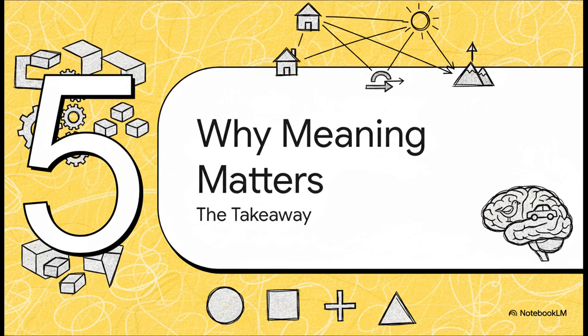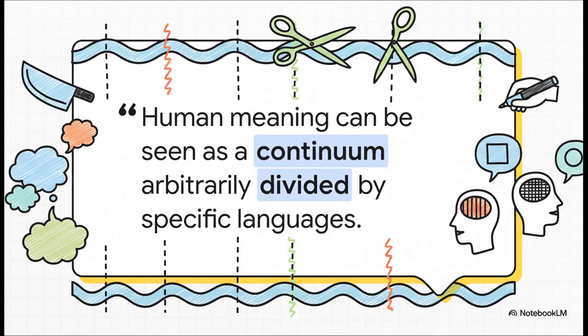But what's the big picture here? What's the main takeaway? I think this quote from the linguist Jost Trier really captures the core challenge beautifully. He said, "human meaning can be seen as a continuum arbitrarily divided by specific languages." What he means is that we all experience the same reality, this continuum of meaning, but our individual languages come along and slice up that experience in their own unique ways.